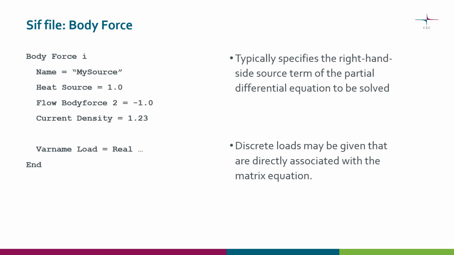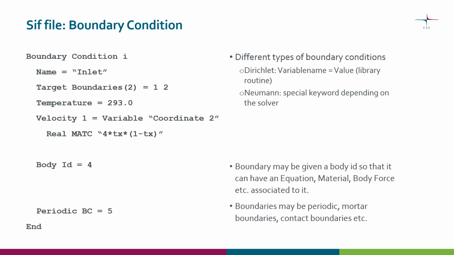A body force section would typically be something on the right-hand side of the partial differential equation. So for instance, for the heat equation, it could be the heat source. For the Navier-Stokes equation, it can be the body force. And for instance, for static current conduction, it could be the current density, etc. We can also have discrete loads that are directly associated to the nodes. So basically, body force comes to the right-hand side of the equation.